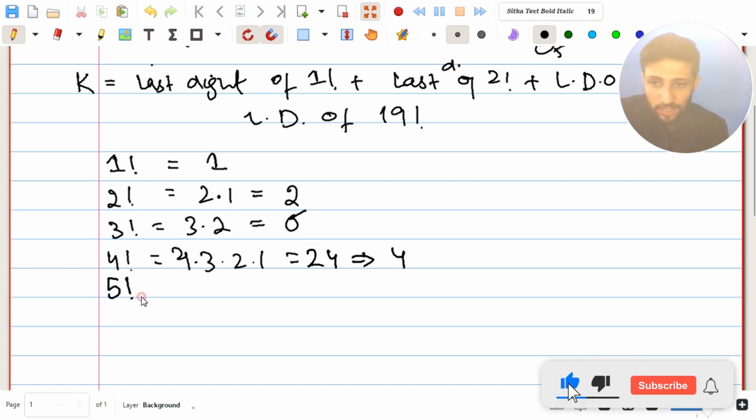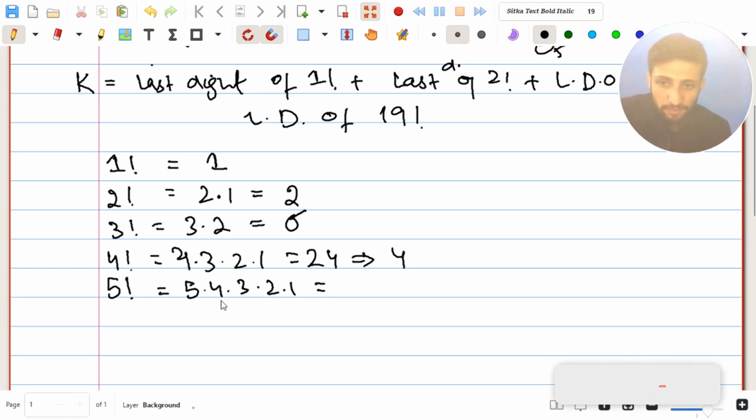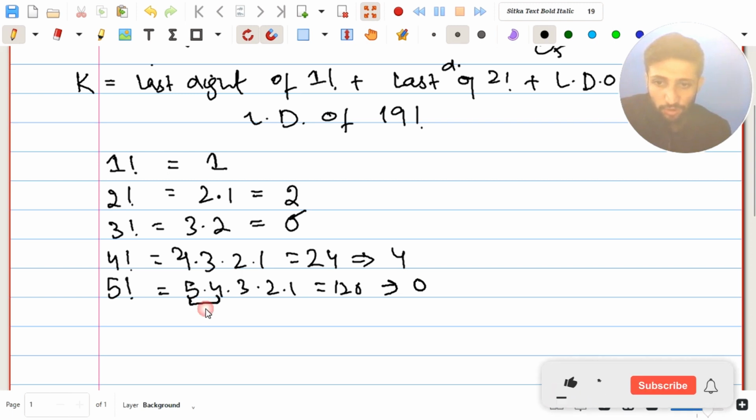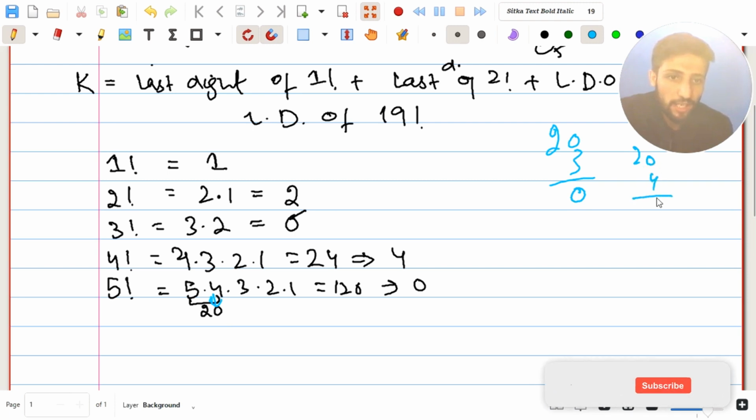The last digit of 5 factorial is simply 5, 4, 3, 2, 1. When you multiply this, 5 times 4 is 20, times 3 is 60, times 2 is 120. So the last digit is simply 0. Now see that this 5 into 4 is simply 20, and the last digit is 0. When you multiply the last digit 0 with any of these numbers, you will get last digit as 0. Let's suppose 20 into 3, 0; 20 into 4, 0. So if the last digit is 0, whenever you multiply this with any number, you will get 0 as the last digit.